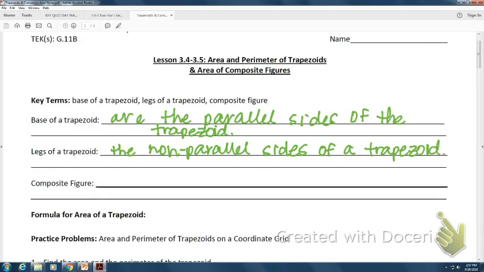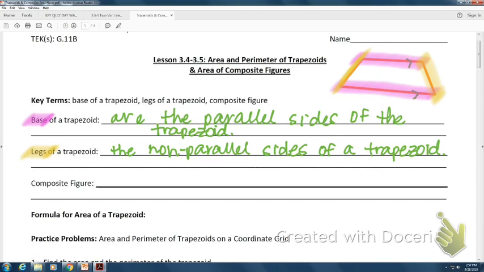Okay, so if I go and draw a trapezoid over here. Ooh, that was bad. Okay, I'm going to mark parallel. So if I were to highlight these, these are what? Parallel. Which are my bases. And then I have these sides, which are what? Legs. Okay, so I have my bases and my legs.